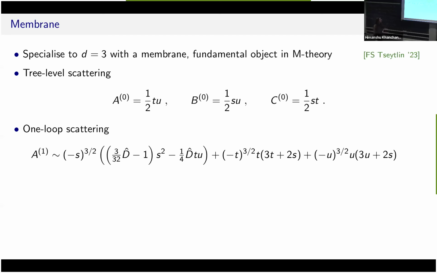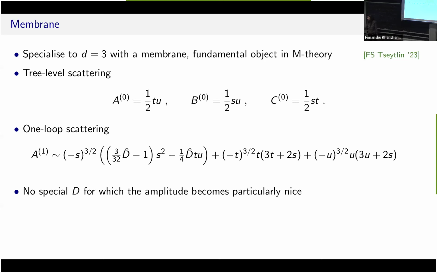So then, what happens at one loop? Well, let's just look at one of these coefficients, A1. Here I wrote the result explicitly, just so that you get a flavor of how it looks. And so the conclusion is that there is no real special value of d hat or d for which this amplitude becomes particularly nice. So contrary to the string, where something really interesting happened for d equal to 26, this doesn't seem to be the case here for this higher dimensional object. In particular, even when you start restricting to 2D kinematics, because you can do it by fixing these Mandelstam variables, you still don't have a process that is diagonal. So you still have A that contributes, A and C contribute.